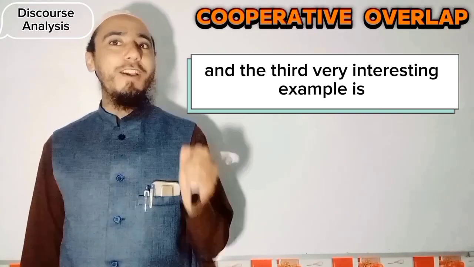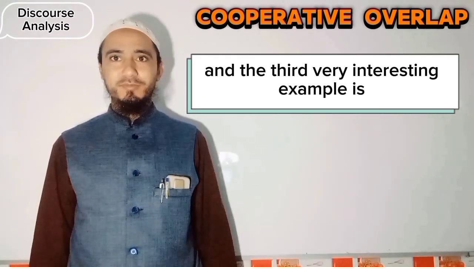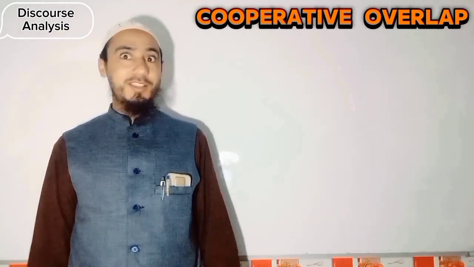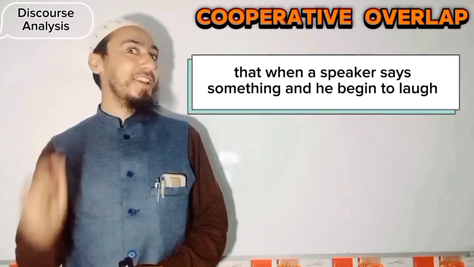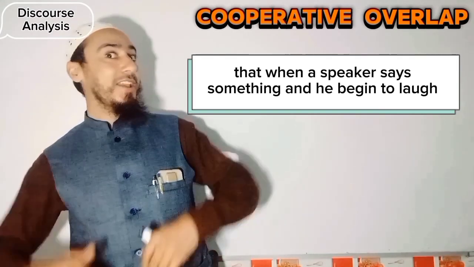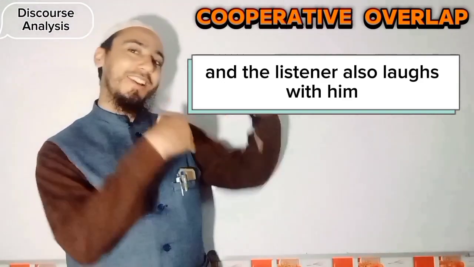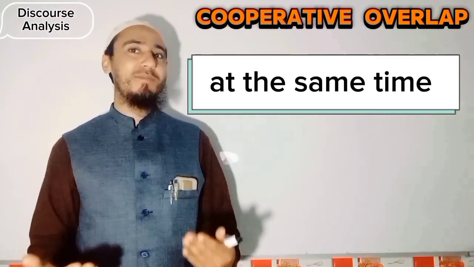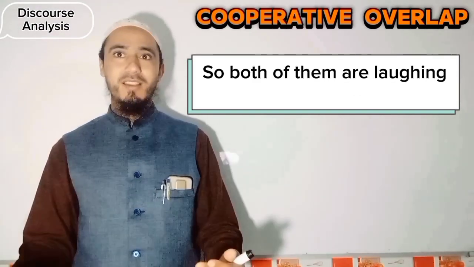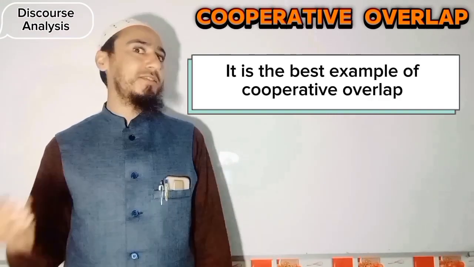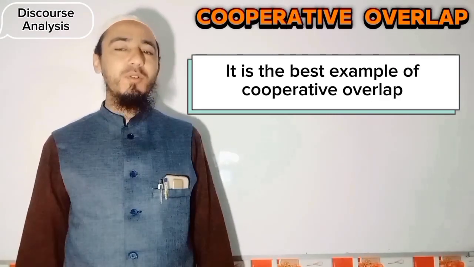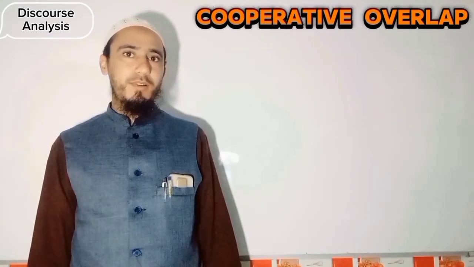And the third very interesting example is that when a speaker says something and begins to laugh, the listener also laughs with him at the same time. So both of them are laughing at the same time. It is the best example of cooperative overlap.